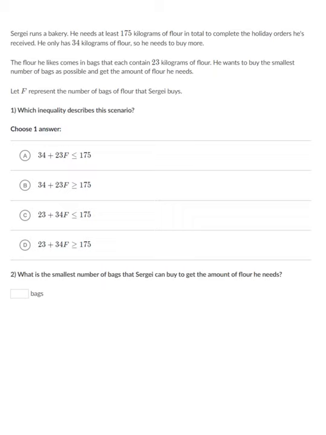All right, well, Sergey already has 34 kilograms of flour. And he's going to buy some bags of flour. And each bag of flour contains 23 kilograms of flour. He needs at least 175 kilograms of flour. So this amount has to be greater than or equal to 175 kilograms. So let's see which answer choice is that. I think it's this one right here.